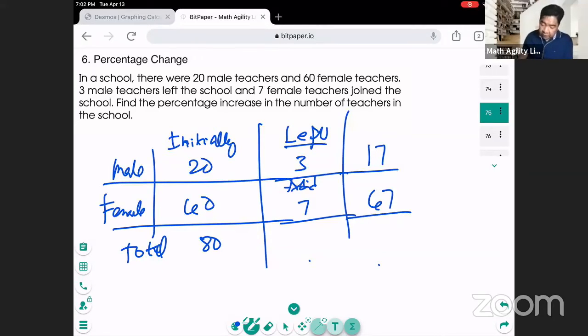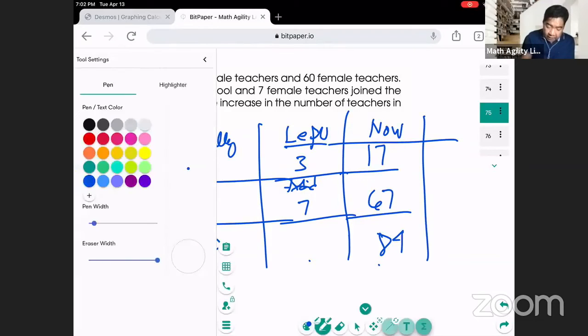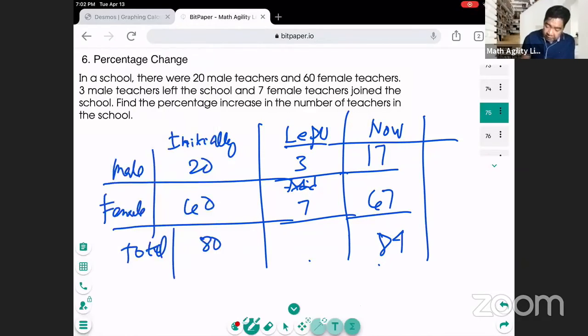So if we try to total this, 17 plus 67 is 84, right? So now, the question is, find the percentage increase in the number of teachers in the school. Initially you have 80, and that becomes 84. So that was the increase. It increased by 4.